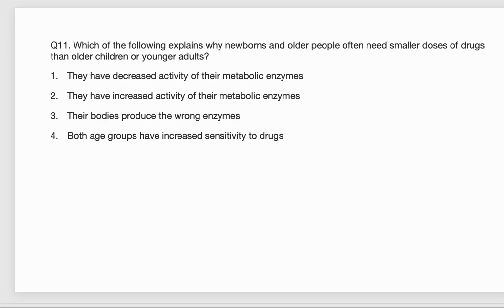Next question. Which of the following explains why newborns and older people often need smaller doses of drugs than older children and younger adults? A. They have decreased activities of their metabolic enzymes. Number two, they have increased activity of their metabolic enzymes. 3. Their bodies produce the wrong enzymes. 4. Both age groups have increased sensitivity to drugs.